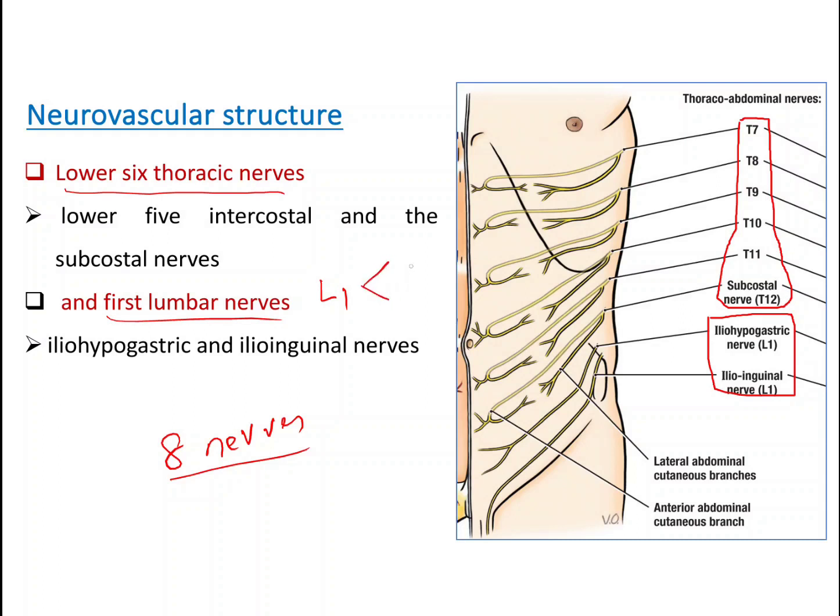L1 gives 2 branches, that is iliohypogastric and ilioinguinal. Here you can see the lower 6, that means T7, T8, T9, T10 and T11, and T12 is called the subcostal nerve, and L1 has 2 branches, the iliohypogastric and ilioinguinal nerves. So these nerves supply the anterior abdominal wall.